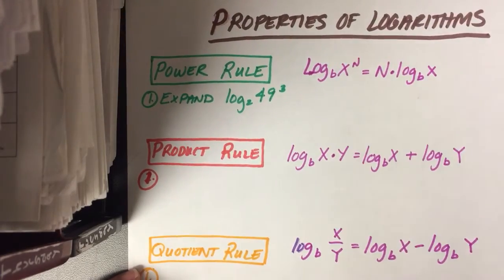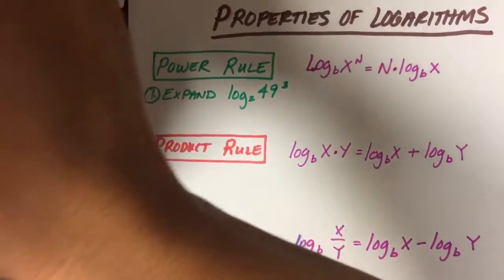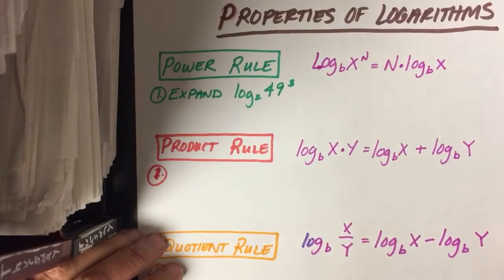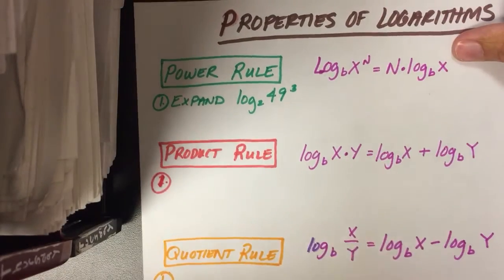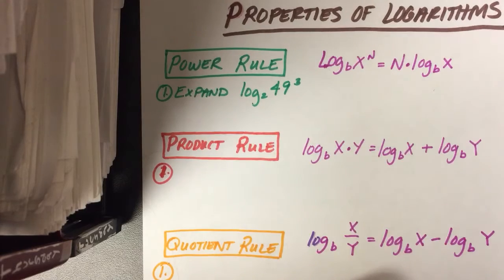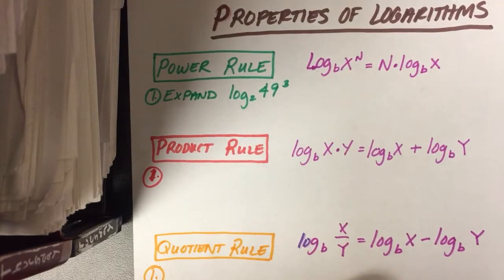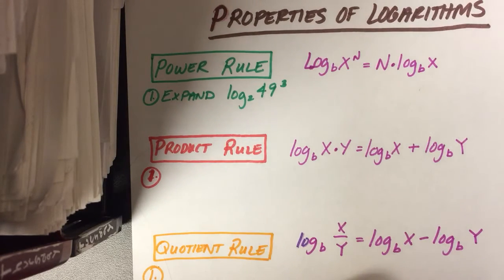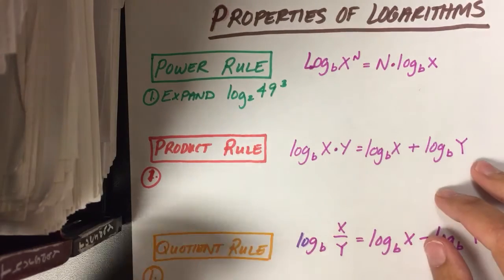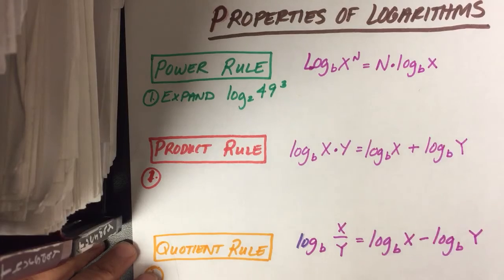So what we're going to be looking at now is the properties of logarithms. We've talked about logarithms, but I want to give you a basic rundown of the three properties that you're going to be using when you use logarithms. And these are common logarithms. These are not natural logs. These are common logs.